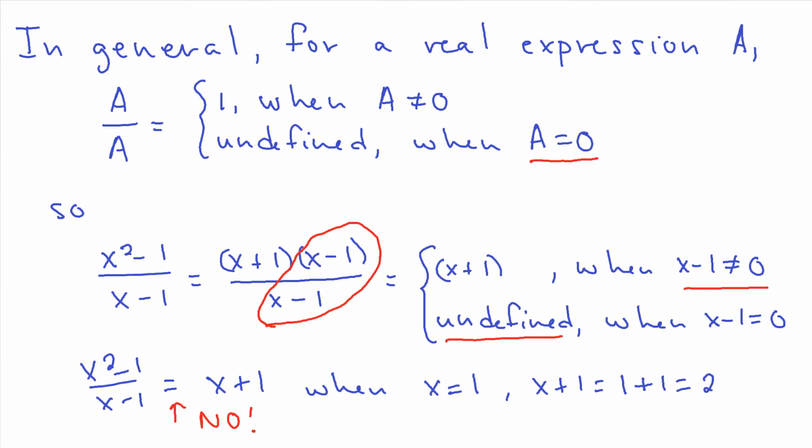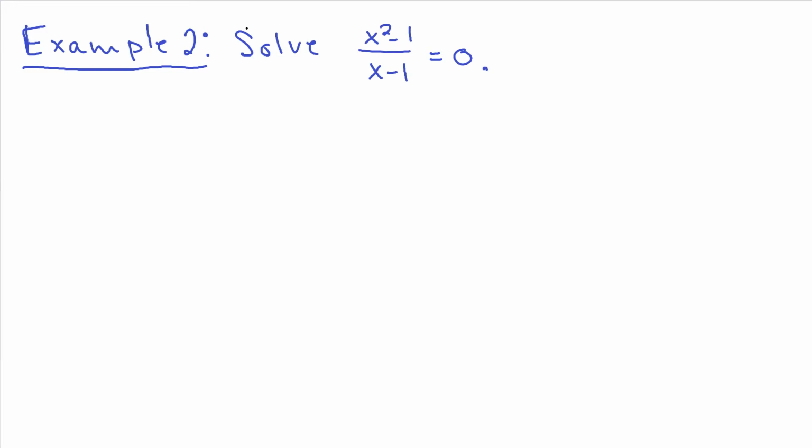Okay, let's see this property in action in context. Let's say that we had the expression x squared minus 1 over x minus 1, and we wanted to set that equal to 0 and then solve. One way of doing this is to take this expression and factor the top.